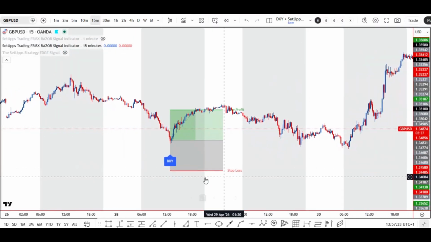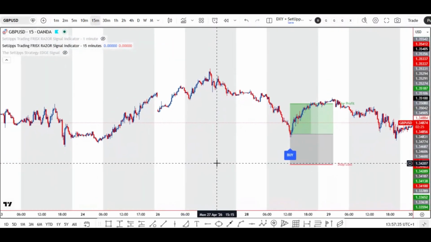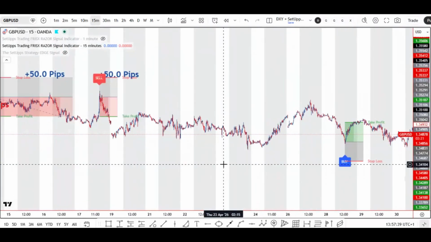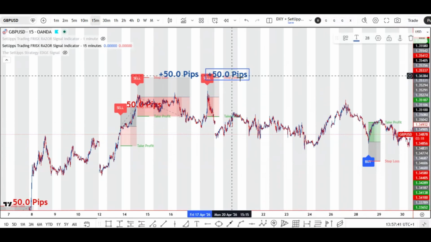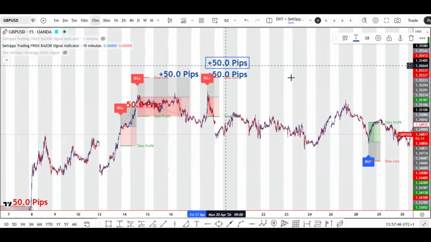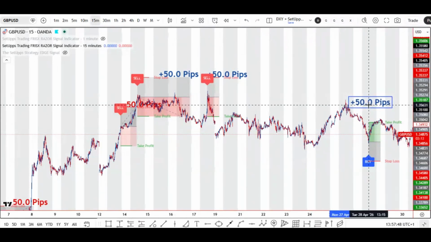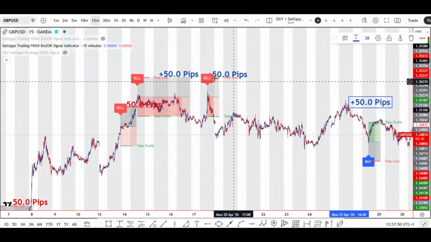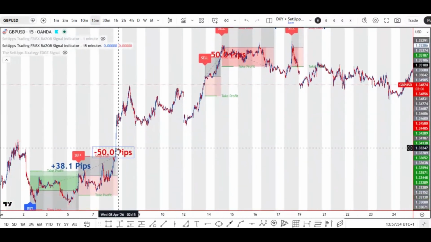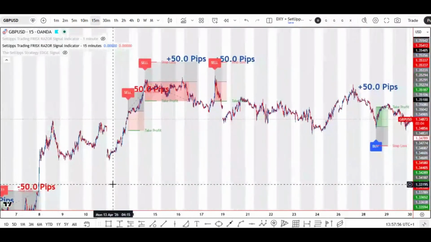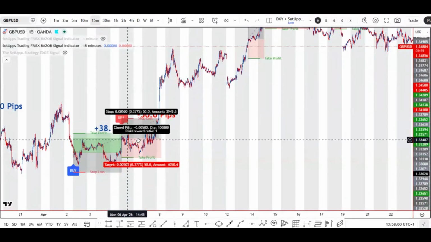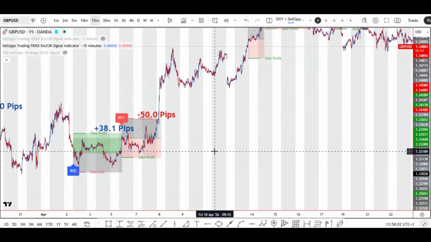So just a recap on what I've done so far. If we work it out, you can see that that was 50 pips here. There've been 4 signals. And the 4 signals, we can see that there was 50 pips here, 50 pips, 150 pips, minus 50, that's 100 pips, minus 50 again, that is 50 pips, plus 38, and that is 88.1 pips.